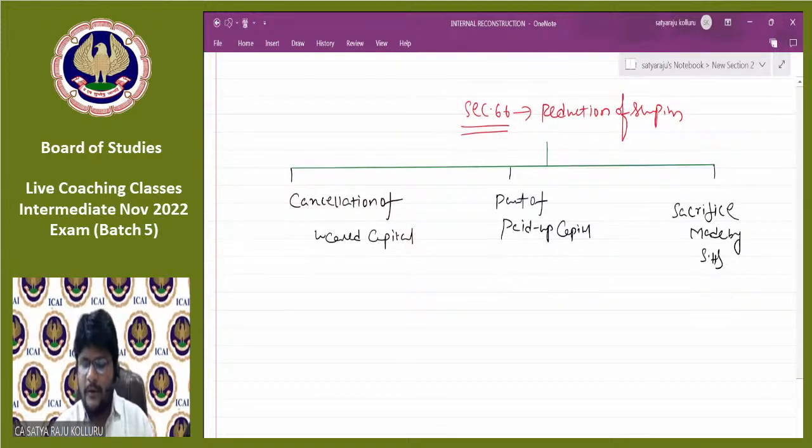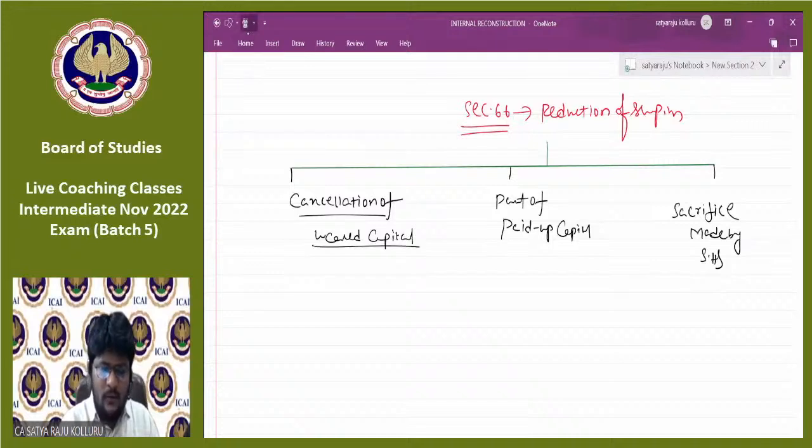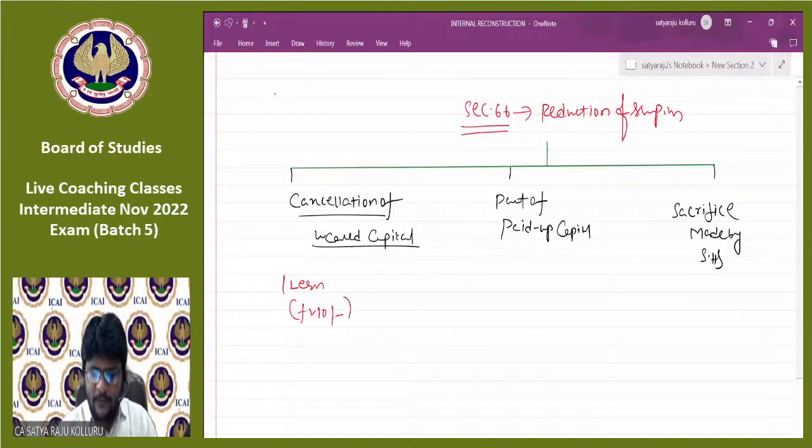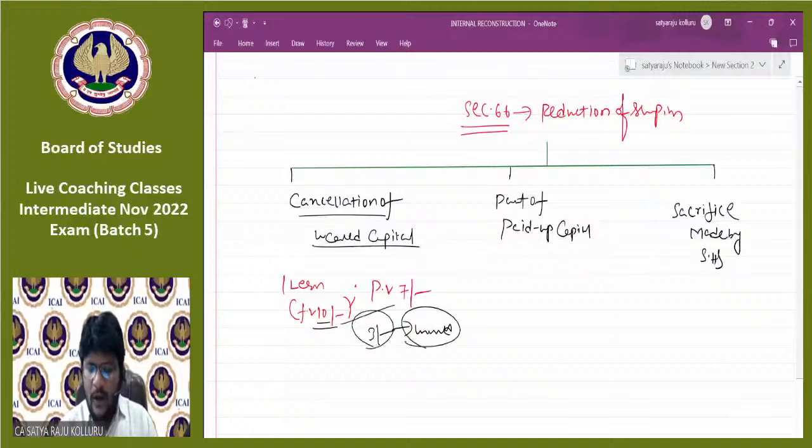One by one, I'm going to discuss through different examples. One is cancellation of uncalled capital. What is this all about, sir? Let us assume we have 1 lakh equity shares and the face value is 10 rupees each. But the paid up value till now was only 7 rupees, which are partly paid up shares. The uncalled capital out of the face value of 10 rupees is 3 rupees. Now we are going to cancel such uncalled capital, which is known as a reduction of share capital only.